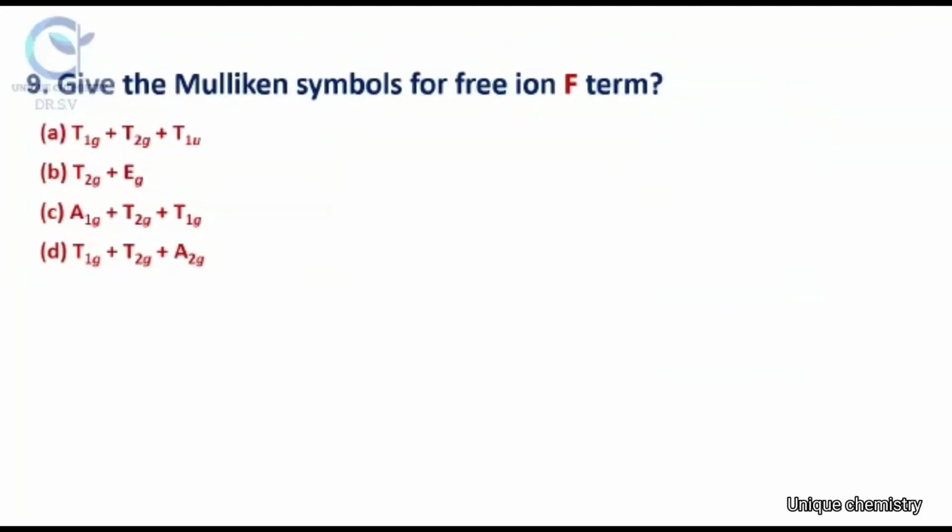Question number 9. Give the Mulliken symbols for free ion F term. Then 4 options are given. Actually, in the ligand field, the free ion term is split up into various term states, given as Mulliken symbols. For F term, we have to see now.